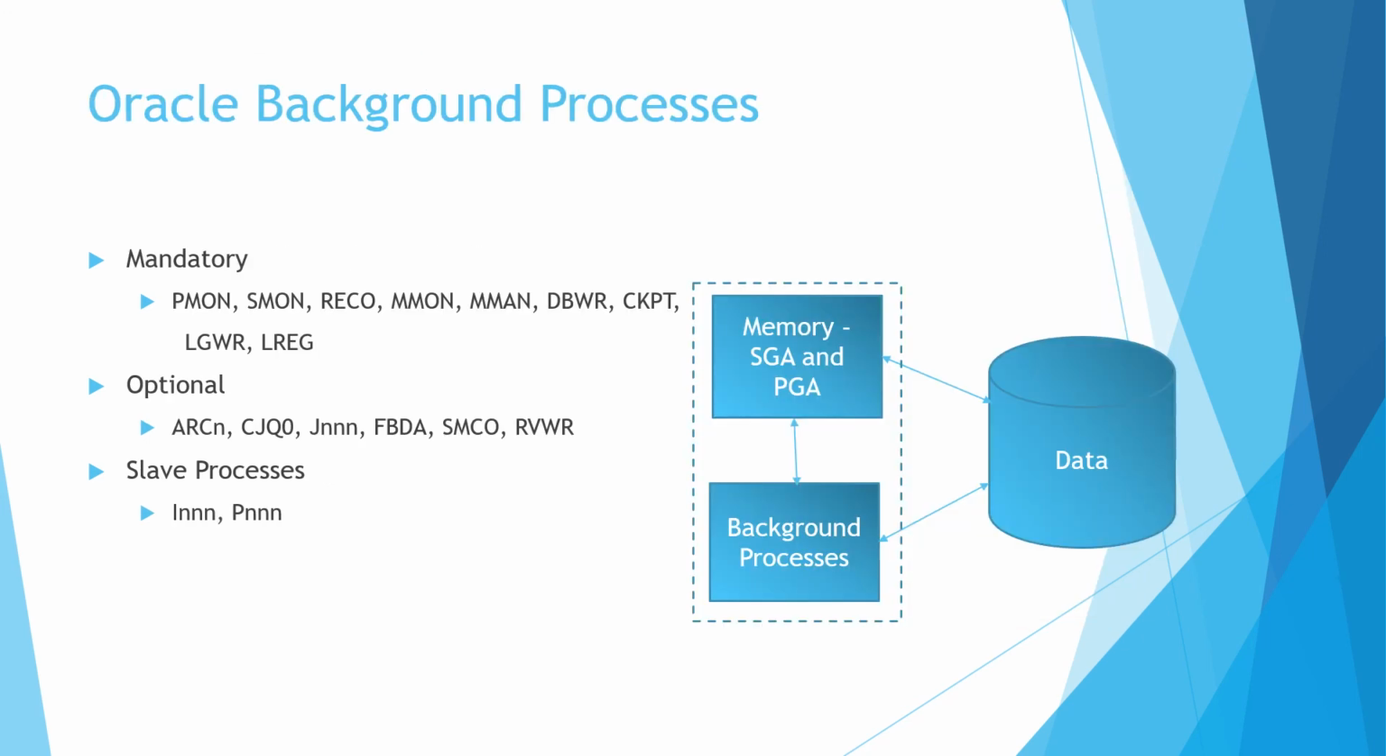Oracle background processes can be classified as mandatory, optional, or slave processes. Mandatory processes include the PMON, SMON, RECO, MMON, MMAN, DBWR, CKPT, LGWR, and LREG. Optional processes are the ARCn, the CJQ0, Jnnn, FBDA, SMCO, and RVWR. Slave processes are helper processes for other processes such as IO disk IO slaves and parallel query slaves.